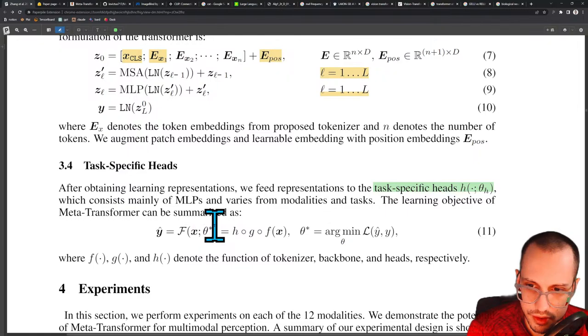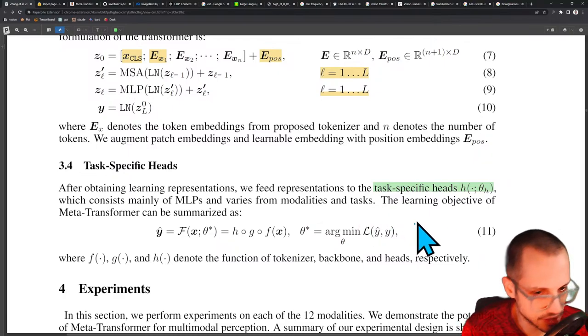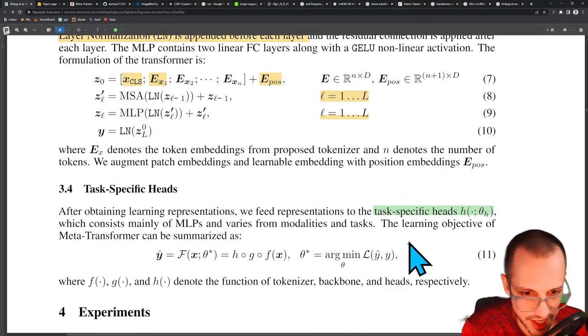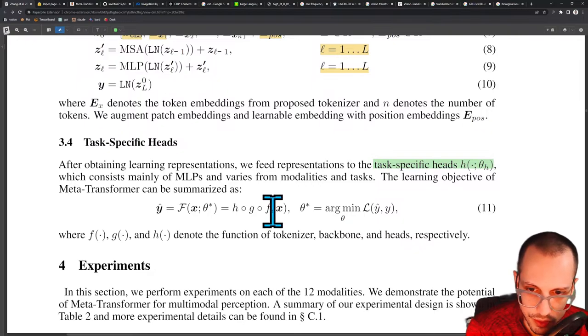So you have F, your function, which maps from X to Y hat. F basically includes all of the different pieces that they've described here. That's parameterized by theta star. Theta star is the theta that results in the minimum of this loss function here, which is going to depend on the task. If you have a classification task, you're going to use a classification loss. If you have a segmentation task, you're going to have segmentation loss, and so on. And then F, G, and H denote the function of the tokenizer, backbone, and head. So first you tokenize, then you backbone, and then you head.